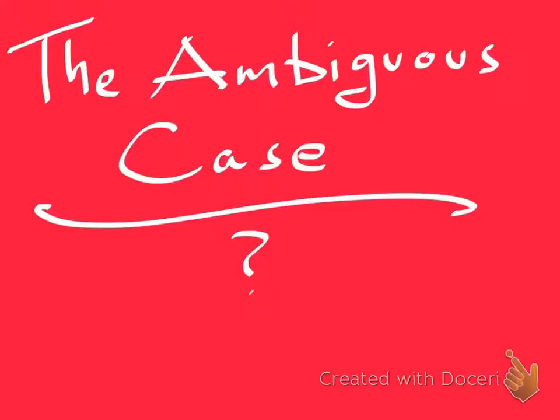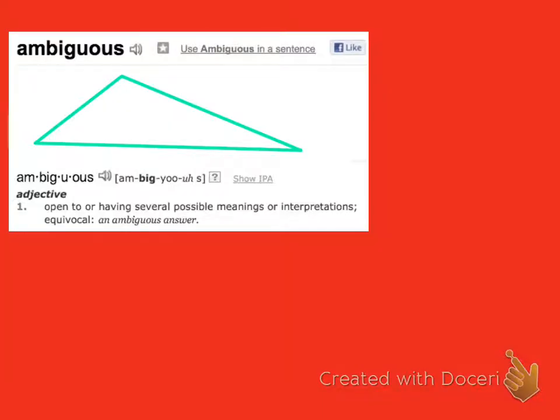First off, that word ambiguous is kind of good to look at. It just means open to having several possible meanings or interpretations. The word equivocal is kind of a synonym for ambiguous. An ambiguous answer, there's not really one answer. There might be two, might be three, might be more.